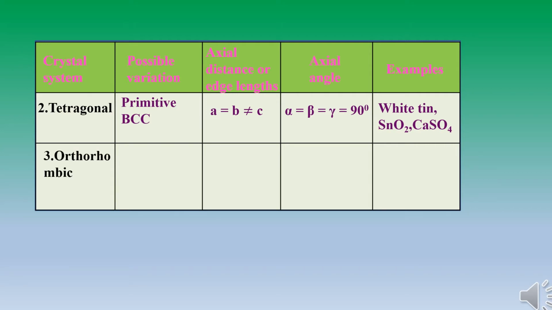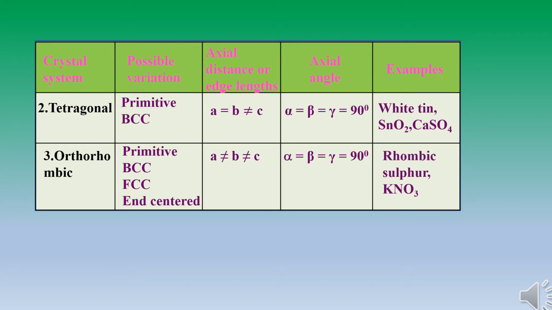Third type is orthorhombic. Here the possible variations are primitive, BCC, FCC and end face centered. The axial distance are A is not equals to B is not equals to C. All the sides are unequal here. The axial angle is alpha is equals to beta is equals to gamma is equals to 90 degree. All the angles are equal. Examples are rhombic sulfur and KNO3. These are the example for orthorhombic crystal system.